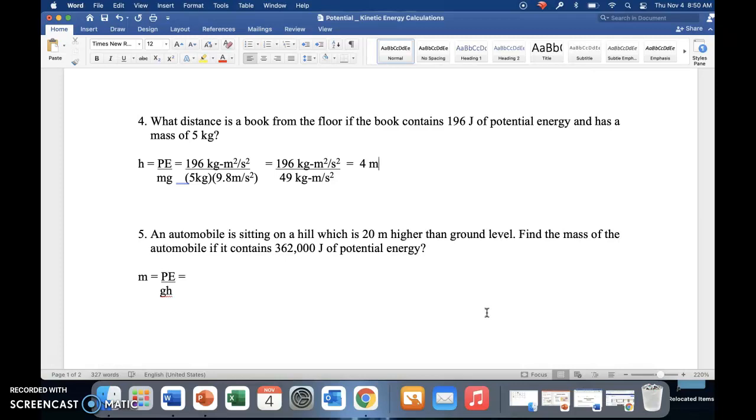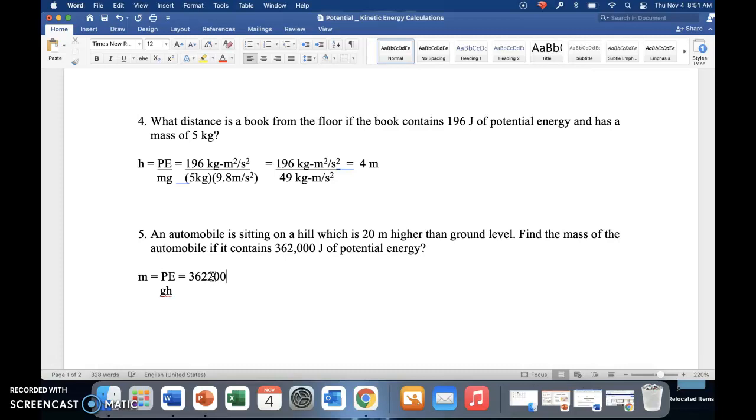Okay, an automobile is sitting on a hill that is 20 meters high. This time we are finding the mass. So again, we just manipulate our equation to find mass. That is potential energy divided by the acceleration due to gravity, multiplied by the height or distance from level ground. So we look at our potential energy, and we have quite a bit.